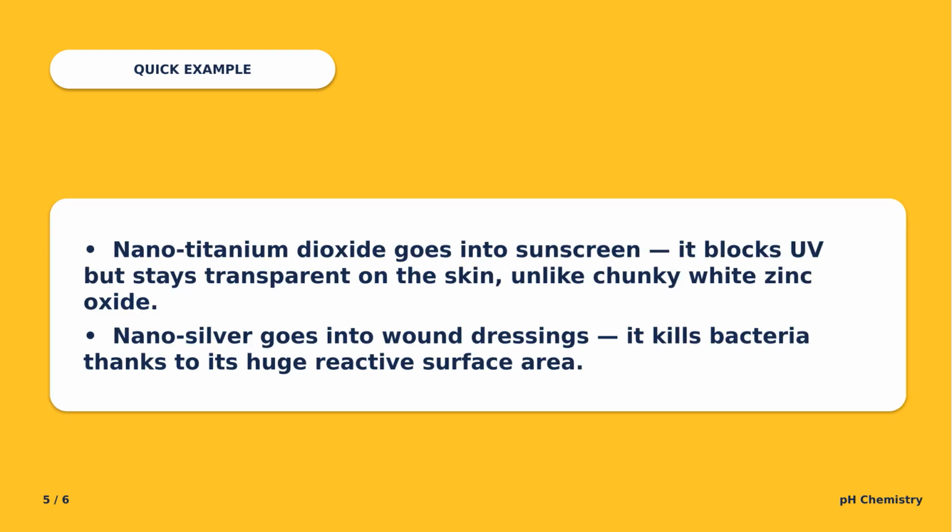Quick example: nanotitanium dioxide goes into sunscreen. It blocks UV but stays transparent on the skin, unlike chunky white zinc oxide. Nanosilver goes into wound dressing. It kills bacteria thanks to its huge reactive surface area.